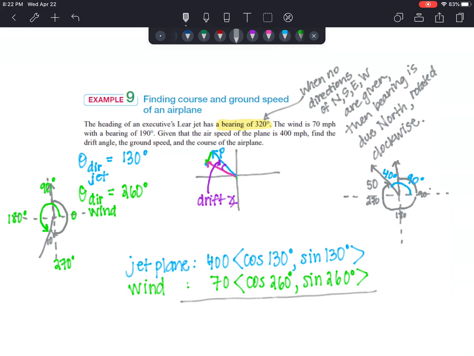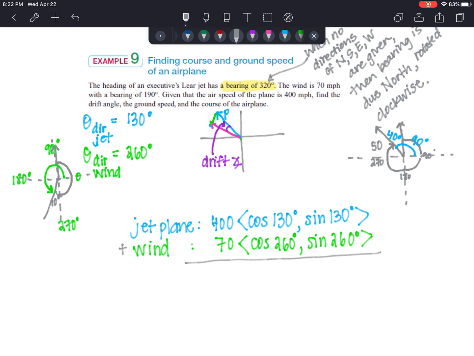Now we're going to add these two together. So the plane plus the wind gives us our result, which is our ground speed, right? We can get our ground speed from the result, and we can get the course. So we'll say course direction. I like to say resulting direction, resulting ground, resulting speed. That's kind of how I think about it.